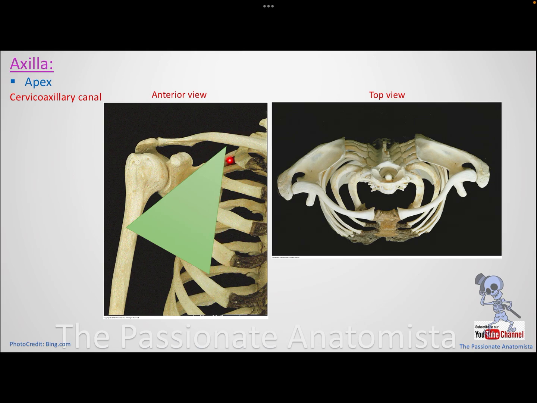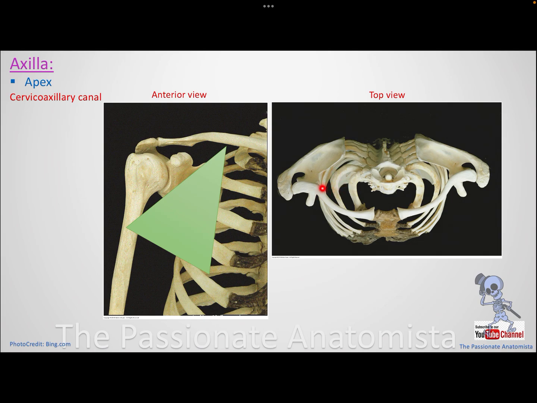So what is the cervicoaxillary canal? It's basically the apex. And how can I remember the entrance of the axillary region? You just think about an area that is here. If the apex is here, then the canal is basically bounded by the first rib, the clavicle, and the superior border of the scapula. So this is a top view of the thoracic cage with the bones of the shoulder girdle.